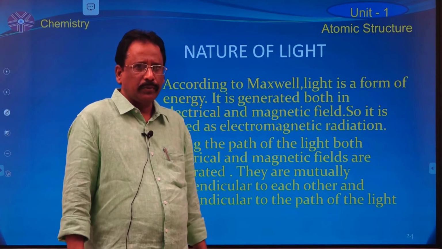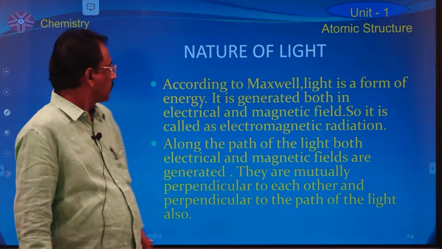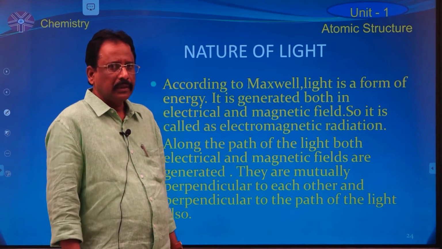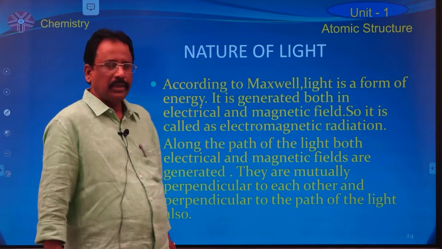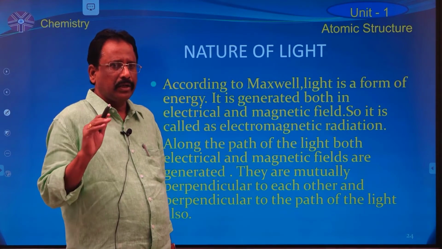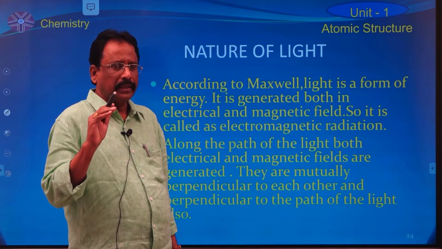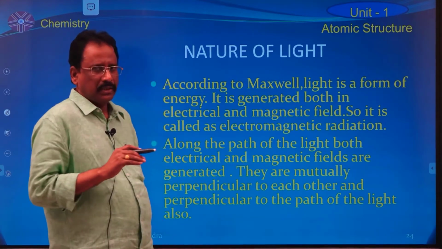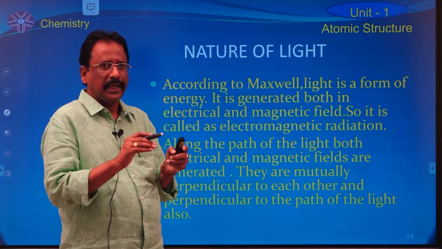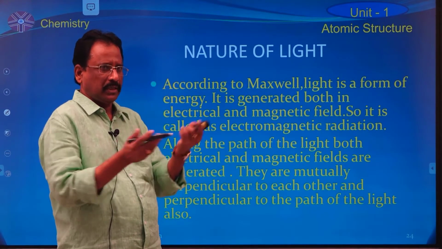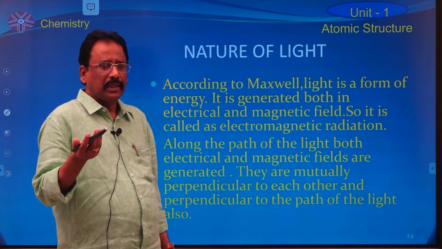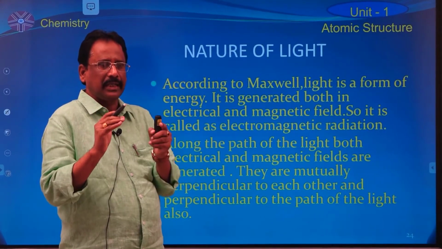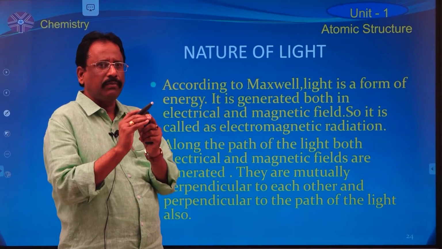Today I am going to discuss the nature of light. The introduction to the nature of light is, according to the electromagnetic theory of radiation, light is a form of energy. Any type of light has some amount of energy. For example, white light is composed of 7 different colors, each and every color having some amount of energy.